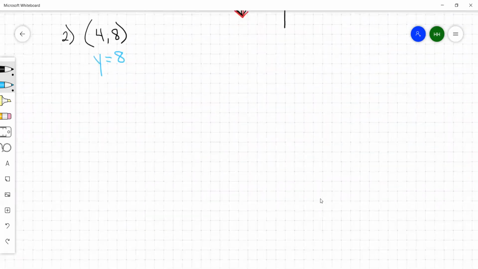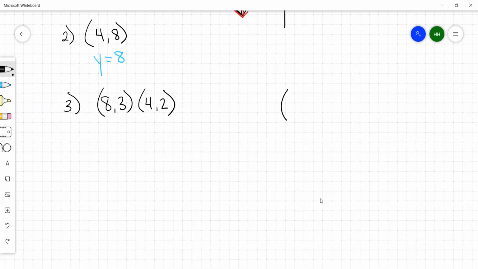Number 3 asks you if the line through (8, 3) and (4, 2) is parallel to a line through (-5, -1) and (-1, -2). So you have to find the slopes of both lines. If the lines are parallel, what will their slopes be? Same. Their slopes will be the same if the lines are parallel.